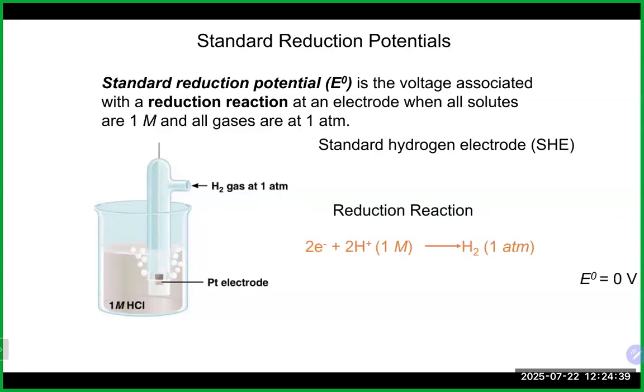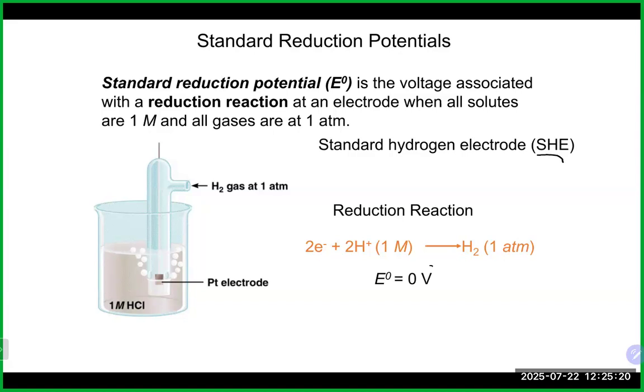Now, these standard reduction potentials are the voltages associated with the reduction reactions. And much like in chemistry, a lot of times what they will do is basically assign something as a standard to compare everybody else to. In the case of SRP values, they use the standard hydrogen electrode, sometimes referred to as the SHE, as the standard to compare everybody else's SRP values to.